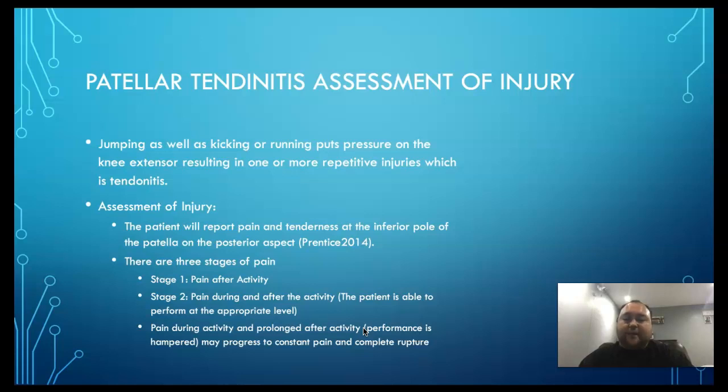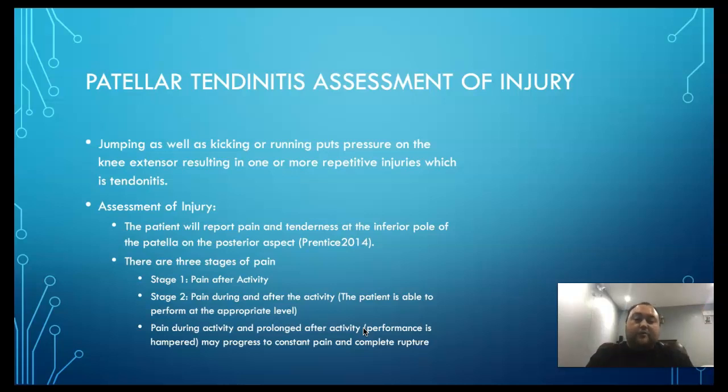There are 3 stages of pain when it comes to patellar tendonitis. Stage 1 is pain after the activity. Stage 2 is pain during and after the activity. The patient is able to perform the activity at an appropriate level, though. A lot of times, I've been a coach for the last 10 years, a lot of patellar tendonitis issues, the athletes don't tell you anything about it until it gets to stage 3. And stage 3 is pain during the activity and prolonged after activity. Performance is hampered, which may progress to constant pain and complete rupture.